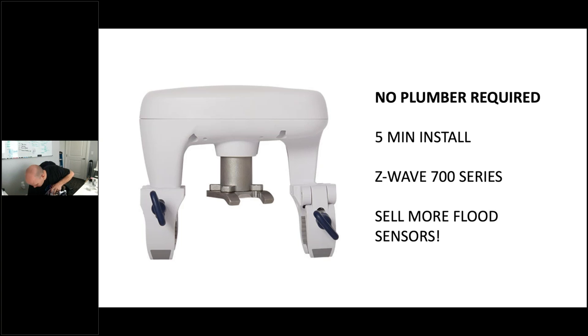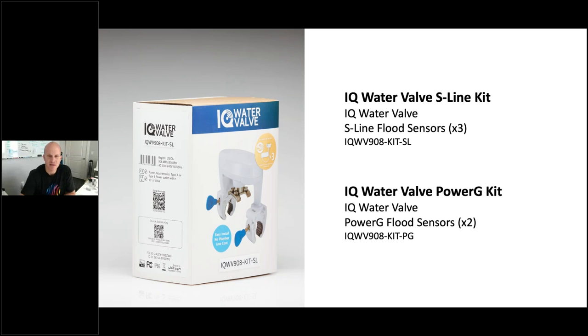So that gives you a good example of how easy this is to program and to install. It comes in two different kits. The first kit comes with 3 S-line flood sensors, and the second kit comes with 2 Power G flood sensors. So you get to choose.